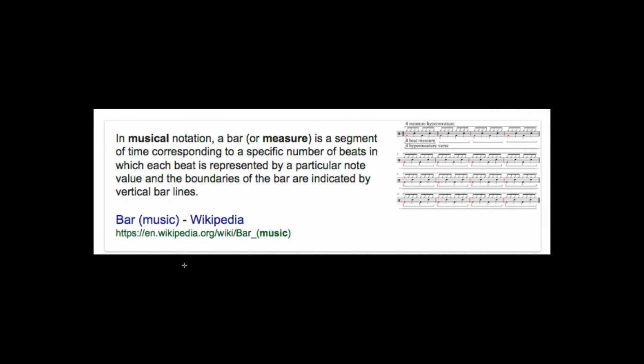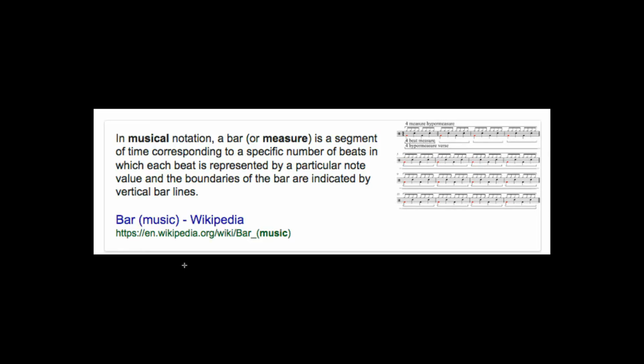Now, I decided to just Google the definition of measure, and this is the first one that came up. In musical notation, a bar or measure is a segment of time corresponding to a specific number of beats in which each beat is represented by a particular note value, and the boundaries of the bar are indicated by vertical bar lines. Now that's pretty confusing.